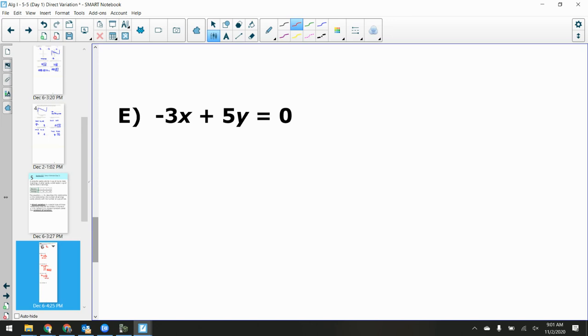Why don't you guys try this one on your own? See if you can figure out is that a direct variation. Get y alone. Get y completely alone. And then see if it's just y equals a number times x.